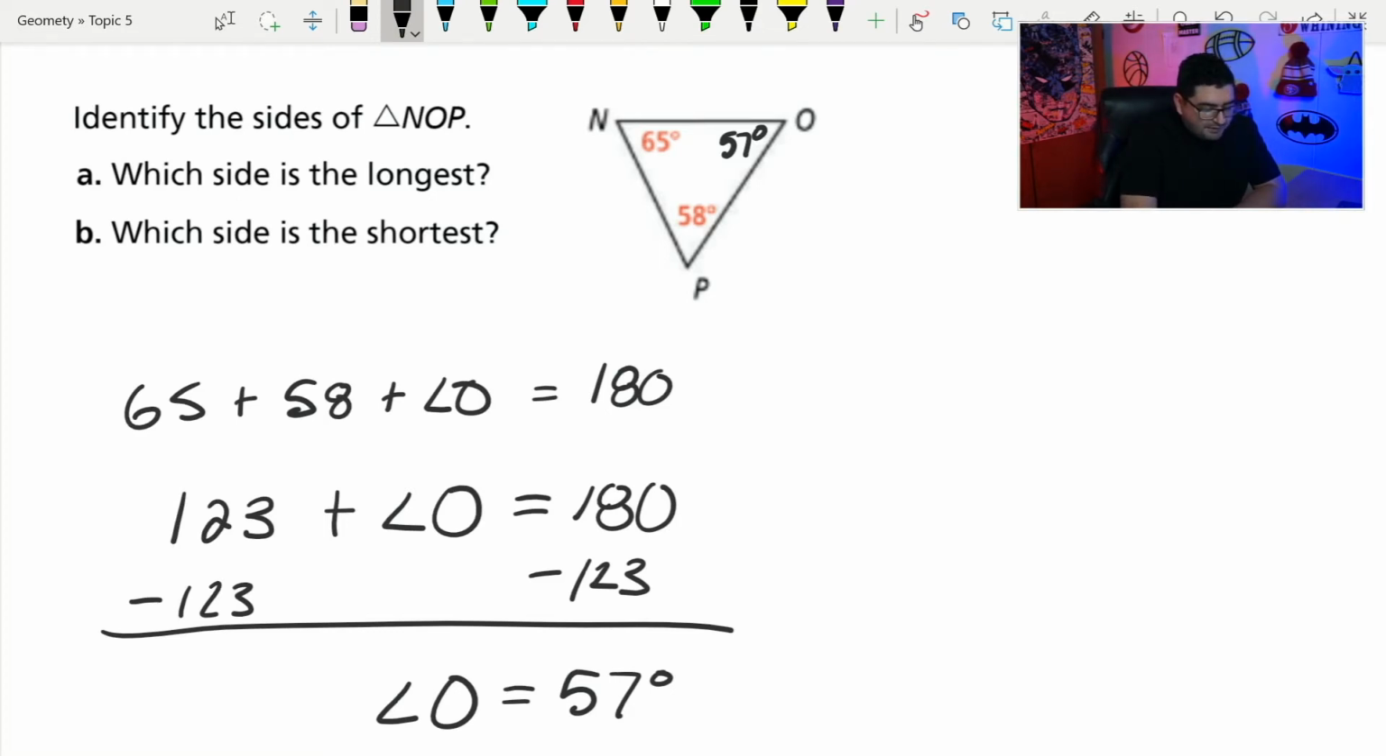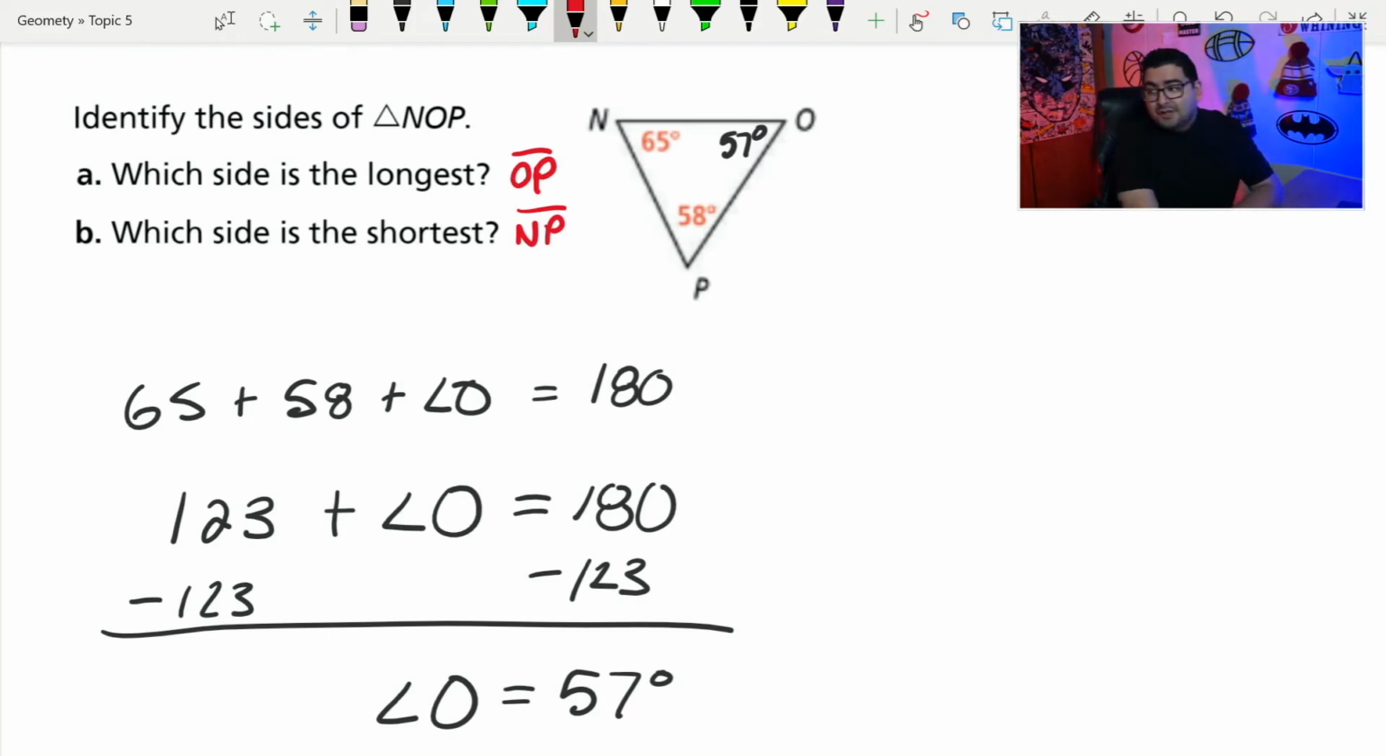So now that I know that missing measurement, I can actually tell you which sides are going to be the longest and the shortest. The biggest angle is 65 degrees, which means side OP is the longest. The smallest angle, 57, was the shortest, so that means side NP is going to be the shortest.